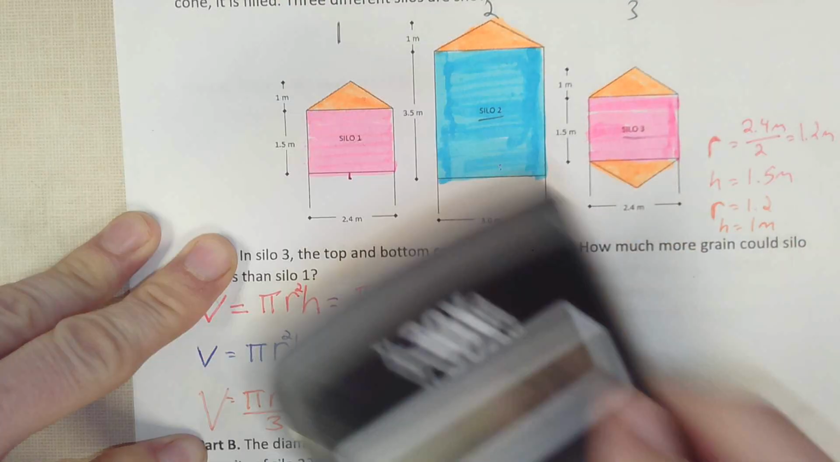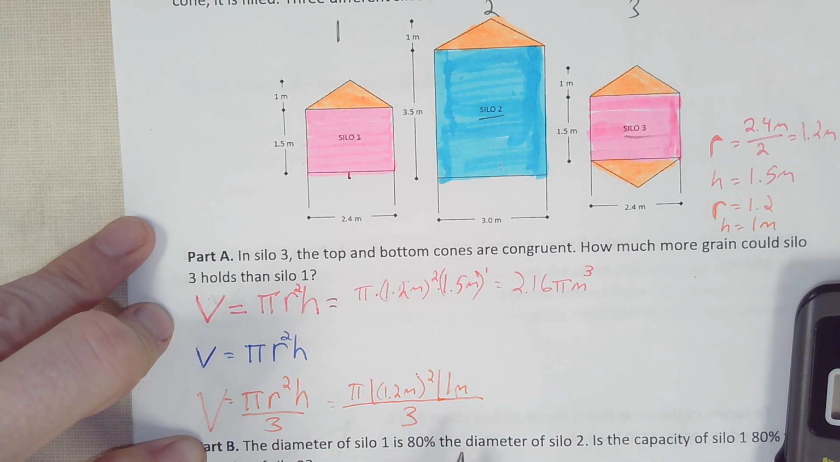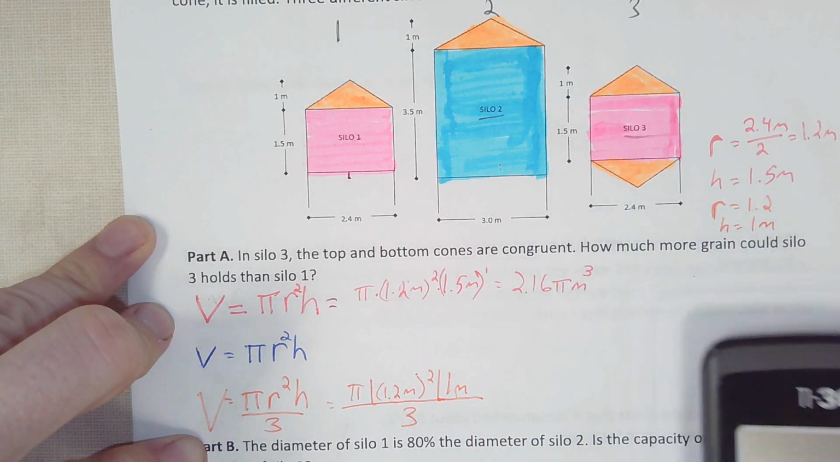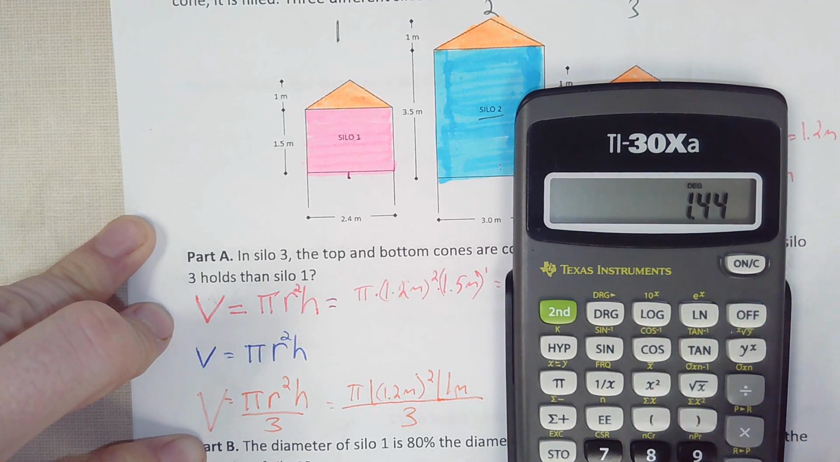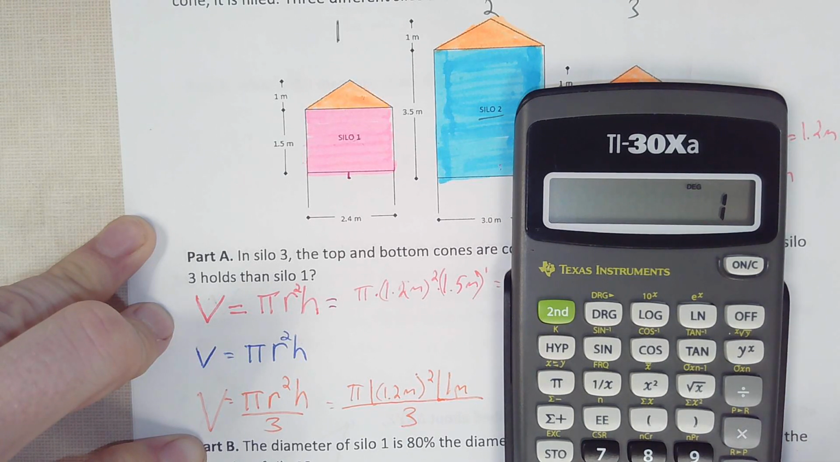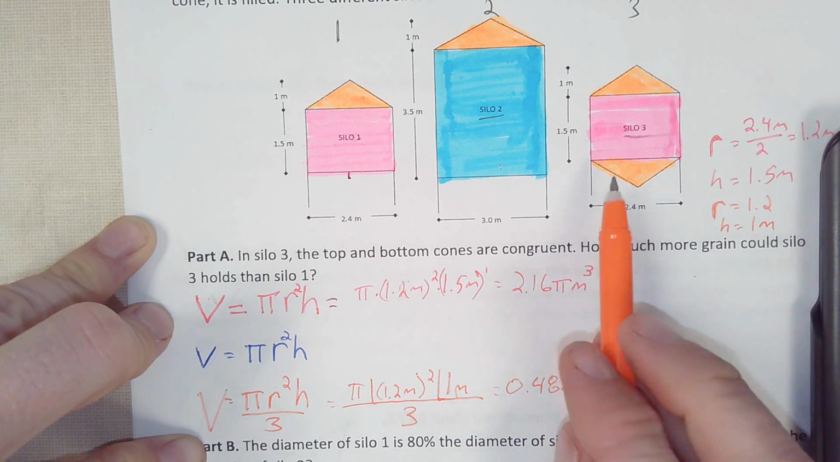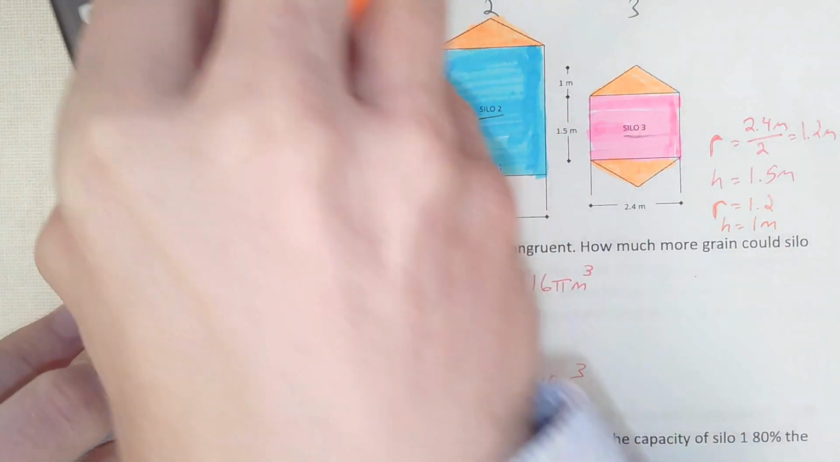We're going to leave this one in terms of pi too, because for how much more grain, when we divide one by the other, the pi will just cancel out, and that'll be nice and neat math. So you're going to do 1.2 squared times 1 divided by 3, which equals 0.48 meters cubed.